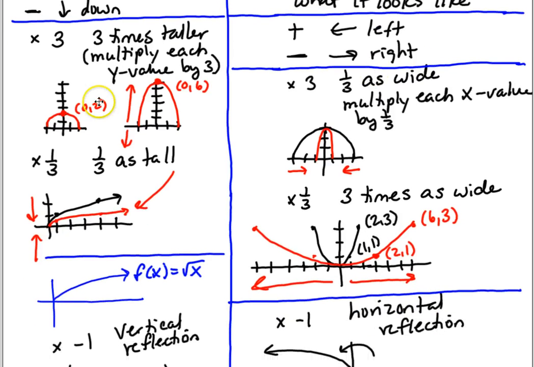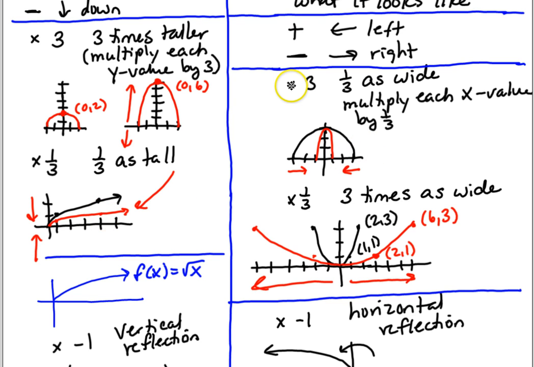Okay, now multiplying by 3 outside the function makes the graph 3 times taller. 0, 2 moves to 0, 6. Okay, 2 times 3 is 6, 3 times taller. So you're multiplying each y value by 3. If you multiply by 1/3, then it's 1/3 as tall. So here's an example of a square root graph, and now it's 1/3 as tall.